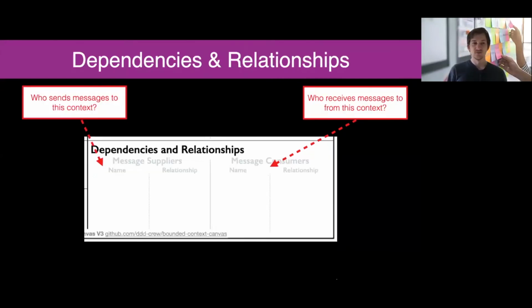That's fine too. And then we get to the final section, which is about dependencies. A message supplier is someone who supplies a message, a context or a service which makes a query on your context, issues a command, or an event you subscribe to. Those are your suppliers. And any messages coming out of your context go to your consumers. They consume your messages.